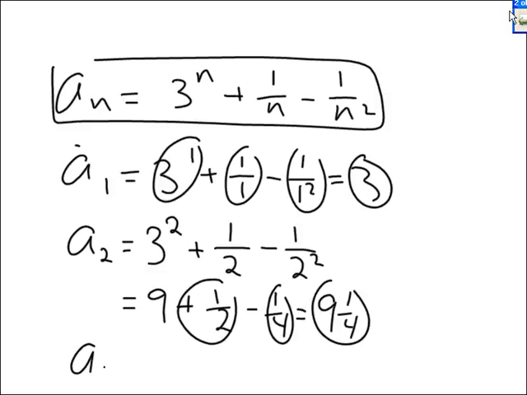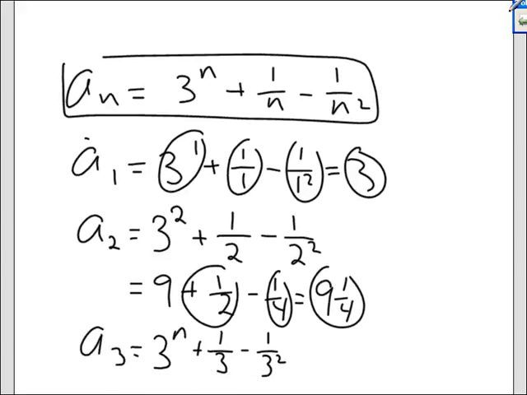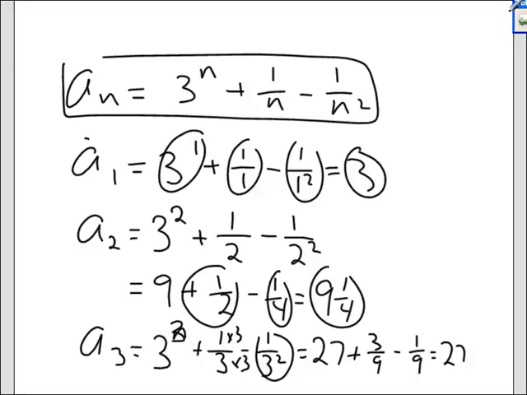If you wanted the third term, it's 3 to the n plus 1 over n minus 1 over n squared. And of course, I meant to write 3 for n. 3 cubed is 27. I'll think of a third, multiplying top and bottom by 3, as 3/9. The reason is I know I'm taking away a 9th. So it's 27 plus 2/9, or 27 and 2/9. So you can find any term using that top line.